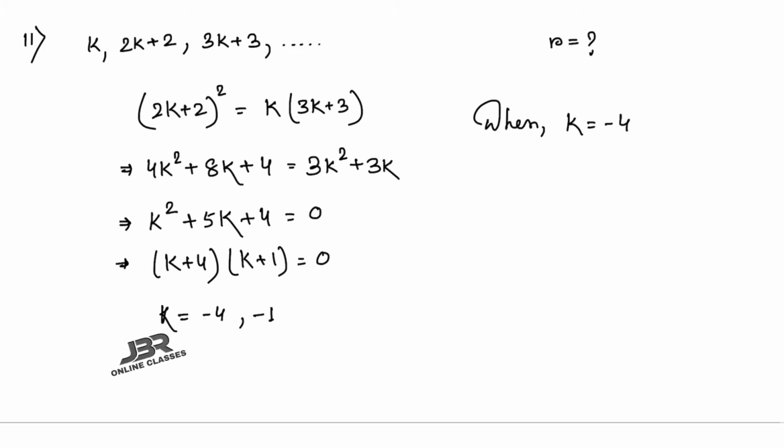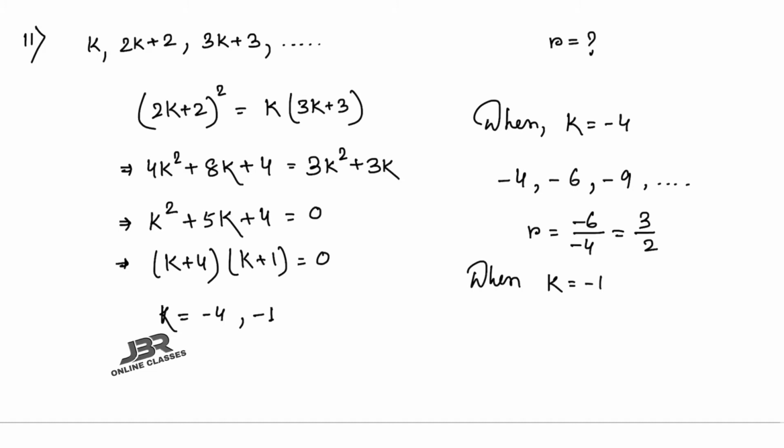When k equals minus 4, the GP series is minus 4, then 2 into minus 4 minus 8 plus 2, so it's minus 6, next one minus 9, and so on. In that case r equals minus 6 by minus 4, that means it's not 2, it's 3 by 2. And when k equals minus 1, the first one is minus 1, second one 0, third one 0, which is not a GP. So your answer is 3 by 2.